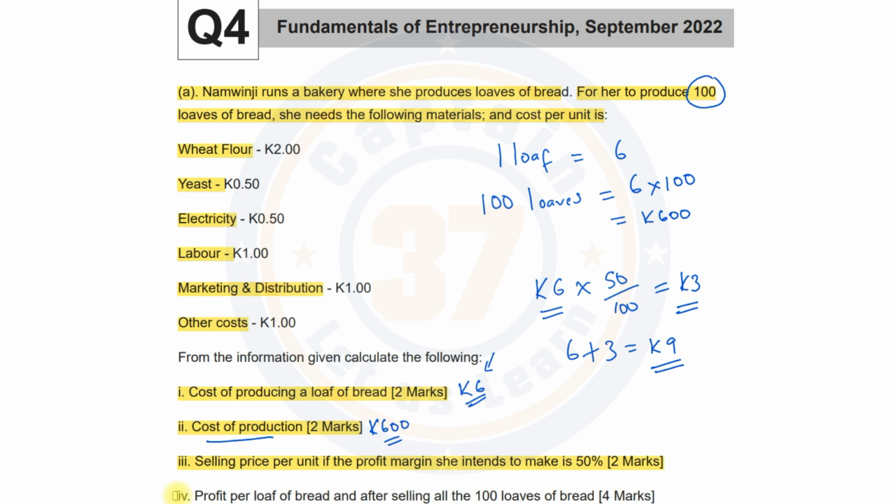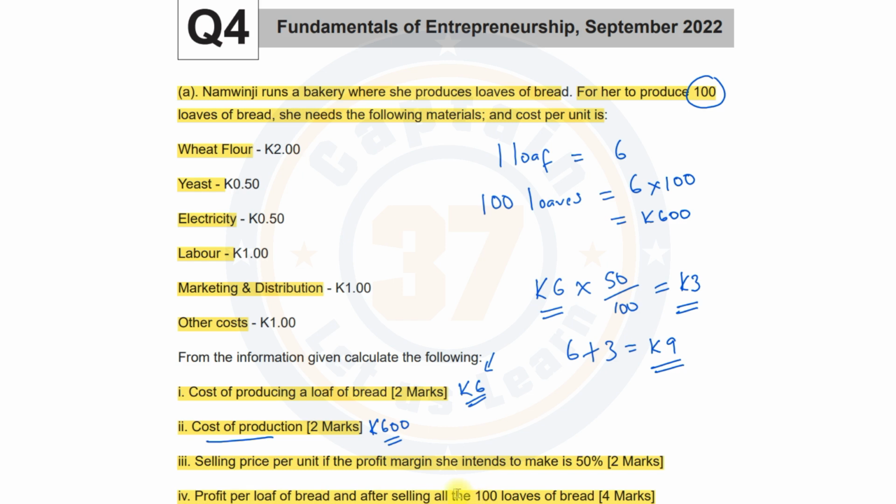The fourth part of the question is for us to calculate the profit per loaf of bread after selling all the 10 loaves of bread. This "and" that you see here is not supposed to be here. Please consider this as a mistake and just ignore the "and." So it should read that what we're supposed to calculate is the profit per loaf of bread after selling all the 100 loaves of bread.